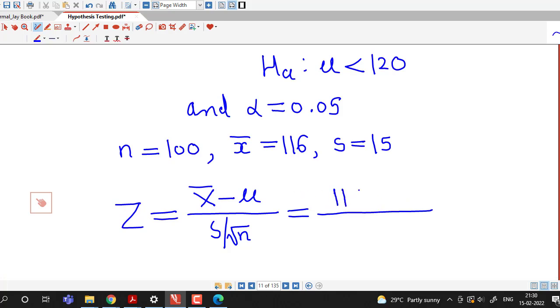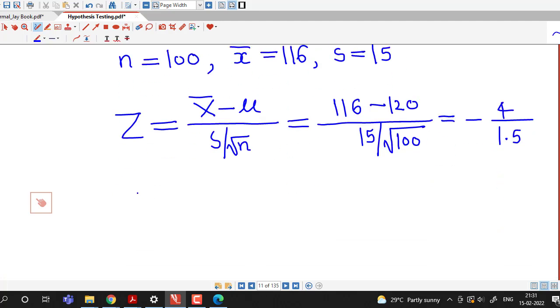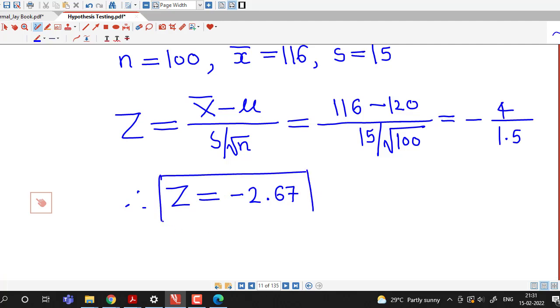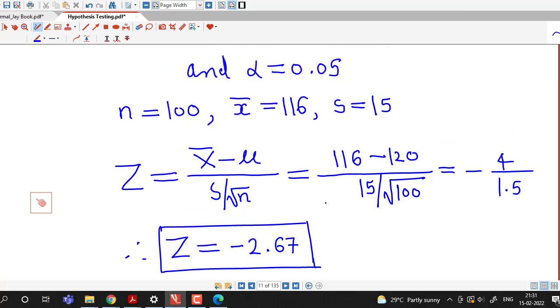X bar is 116, population mean is 120, sample standard deviation is 15 divided by square root of 100, which is 10. So this is going to be 116 minus 120, that is minus 4, over 15 divided by square root of 100, which is 1.5. Therefore the value of the Z statistic is minus 4 upon 1.5, which turns out to be minus 2.67. So this is the value of the corresponding Z statistic which we have obtained using the given sample data.